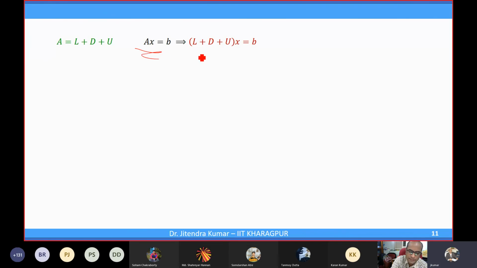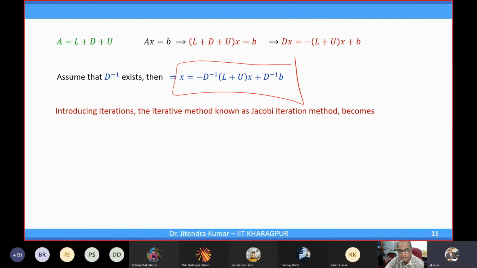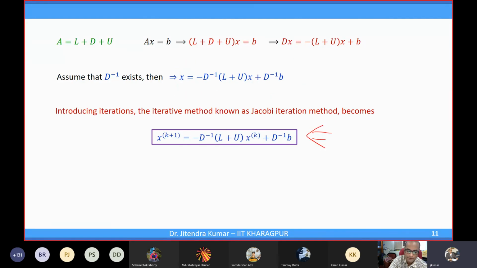So your AX = B is (L + D + U)X = B. As per the Jacobi method, we keep the D term with X here and push the other terms, L and U, to the right-hand side. And assume that D inverse exists, then only this makes sense. Then we have the scheme X = -D inverse (L + U) X + D inverse B. Introducing iterations, the Jacobi iteration method is X_{k+1} = -D inverse (L + U) X_k + D inverse B.